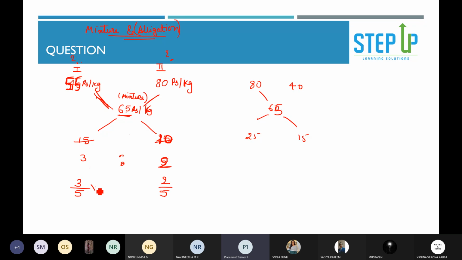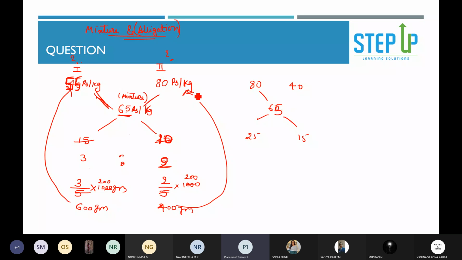So if he is taking 1 kg, that is 1000 gram, he needs to take 600 gram of type 1 and 2 by 5 of 1000, which is 400 gram of the second one. All right. If he is taking 1 kg, he has to take 600 gram for the first type and 400 gram of the second type. All of you understood?